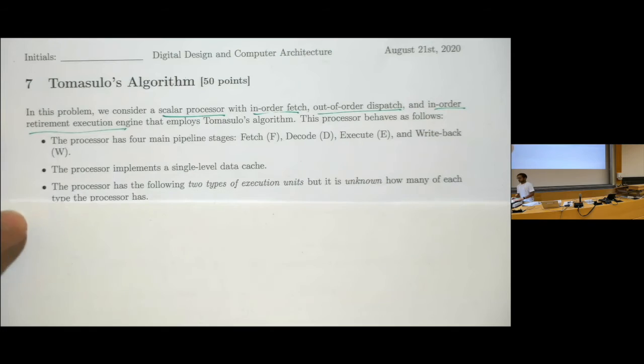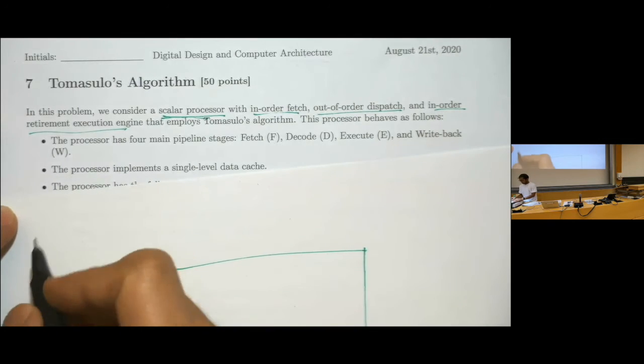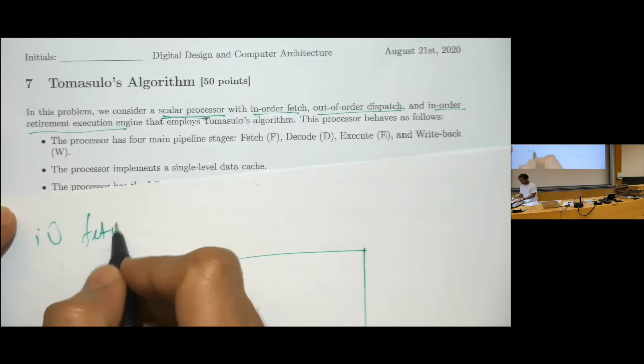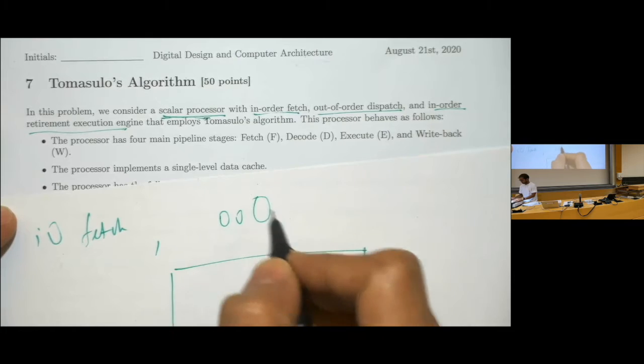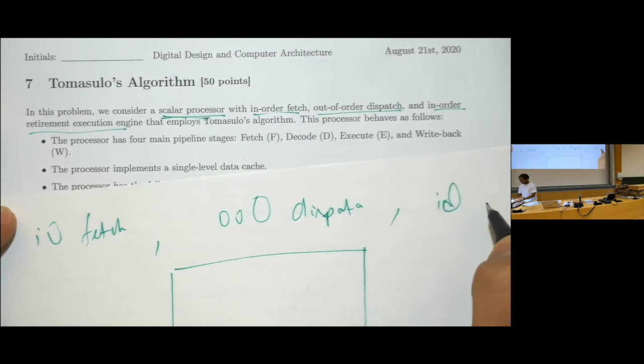You can see clearly that we have a scalar processor. I hope you know the word scalar. It means simple, not vector. Draw the processor, draw the box, okay? You have in-order fetch, you have out-of-order dispatch, and you have in-order retirement, okay? Good, we got that down.